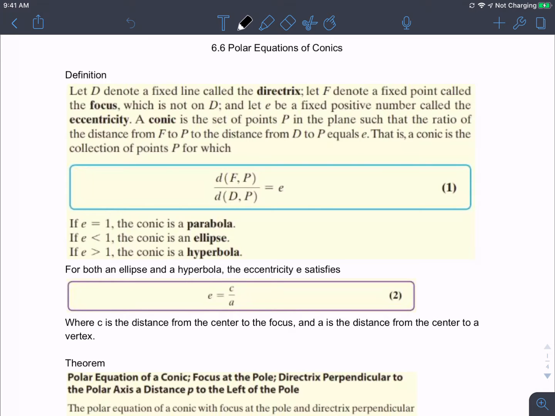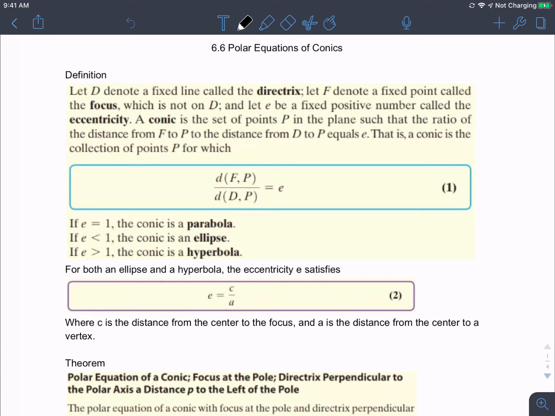Hello class. Today we're going to cover section 6.6, polar equations of conics. So the first thing that we're going to talk about is the eccentricity. And what that is, it's the distance from the focus to a point on a conic over the distance from the directrix to a point on the conic. And that ratio is going to give us the eccentricity.